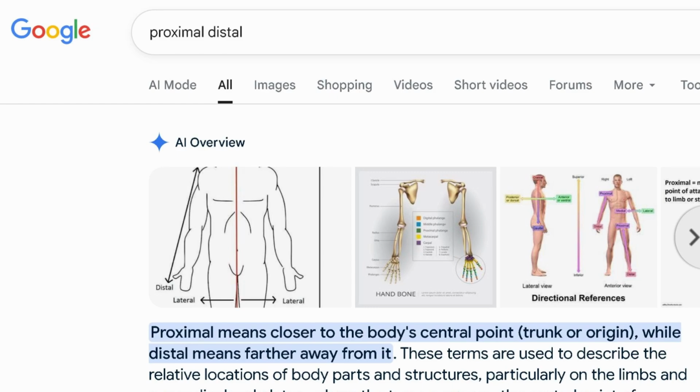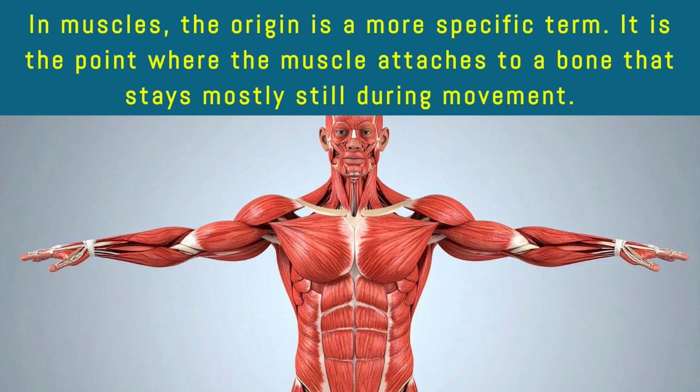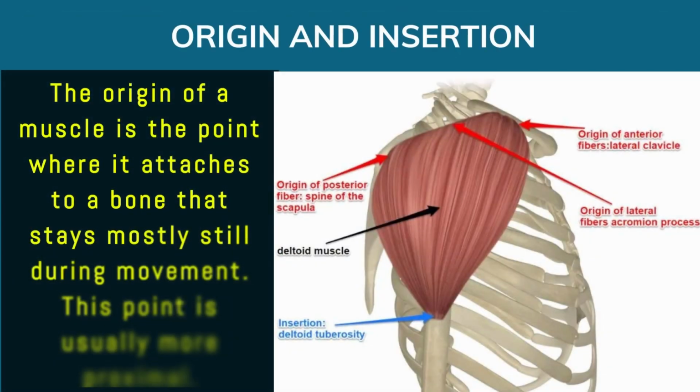Let's go back to another definition of proximal and distal from Google. Proximal means closer to the body's central point, trunk, or origin. But why do we say origin here instead of just point of attachment? That's because when talking about muscles, the origin is a more specific term. It is the point where the muscle attaches to a bone that stays mostly still during movement. To fully understand proximal and distal in muscles, we need to look at the concepts of muscle origin and insertion.